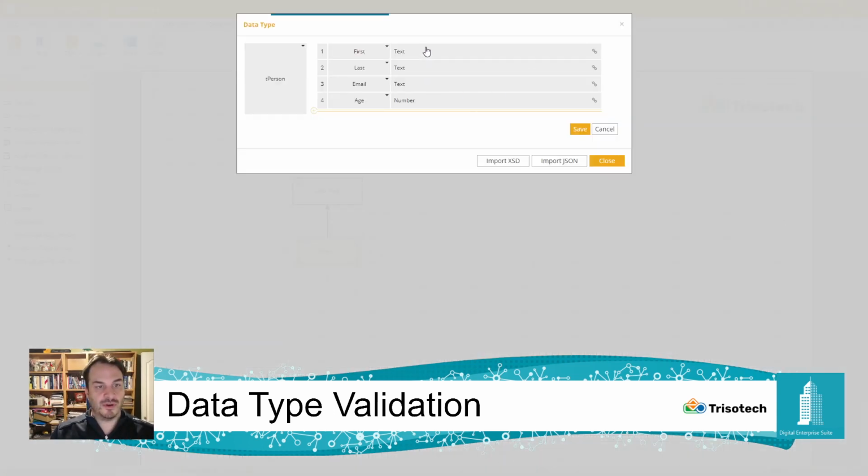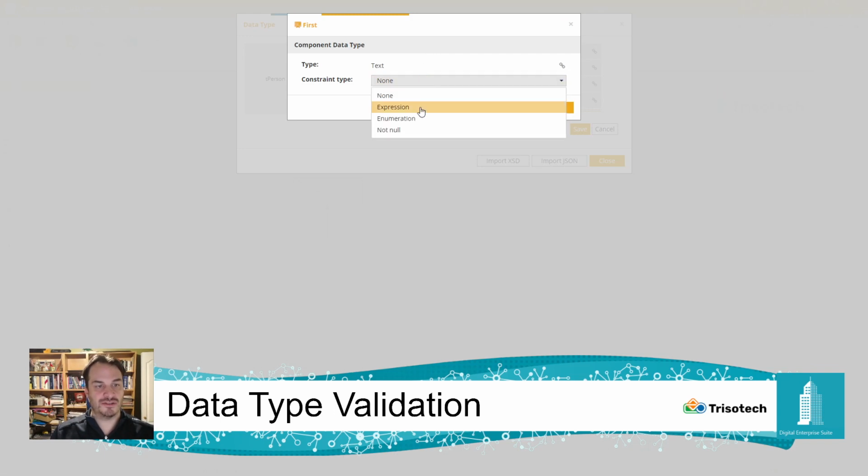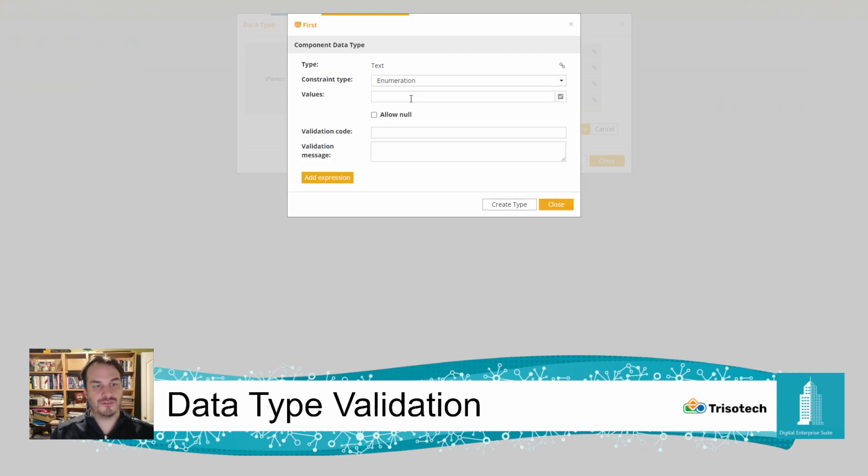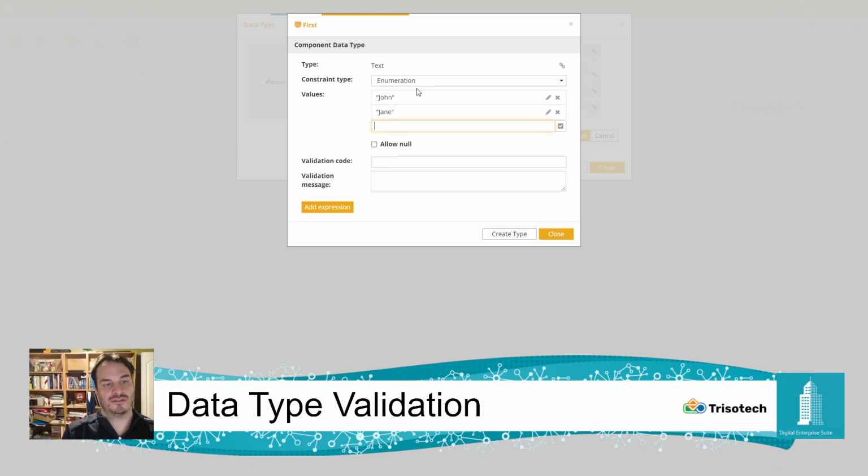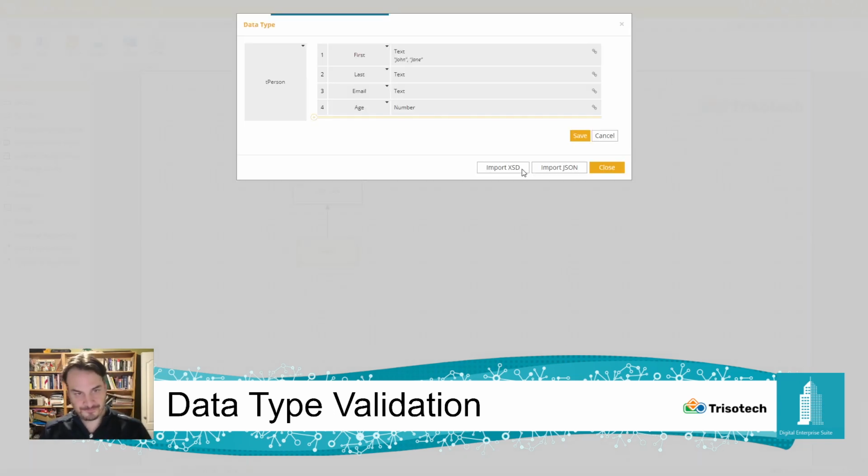So going into it, we can, for instance, use an enumeration evaluation for a text field where we could say, okay, my first name needs to be either John or Jane. Here we're going to limit that to just John or Jane. Clicking here would also allow me to accept a null value or no value as a valid value for this.